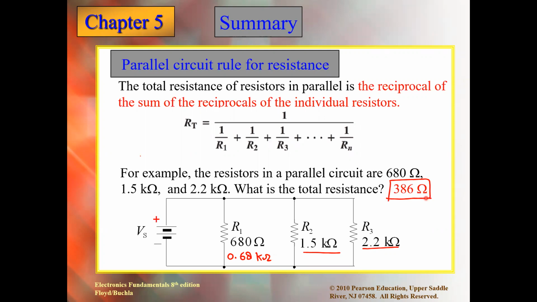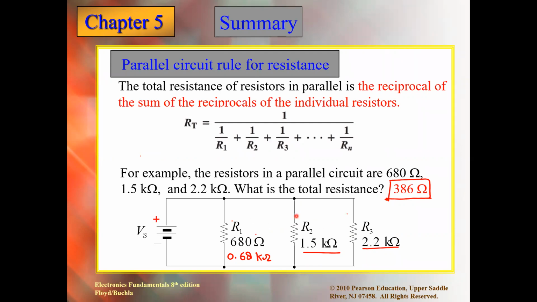Here is one point which I should bring to your attention. Here is a rule, guys. When resistances are connected in parallel, please focus, the total resistance will always be less than the least resistance present in the circuit. Total will always be less than the least resistance present in the parallel combination.